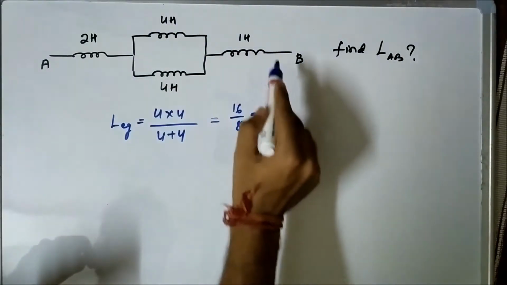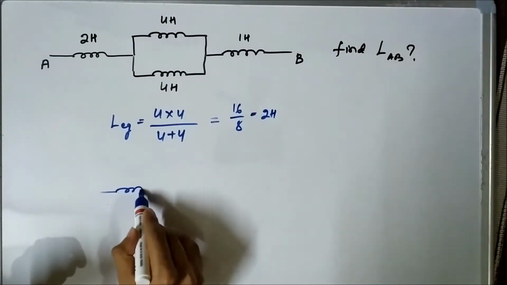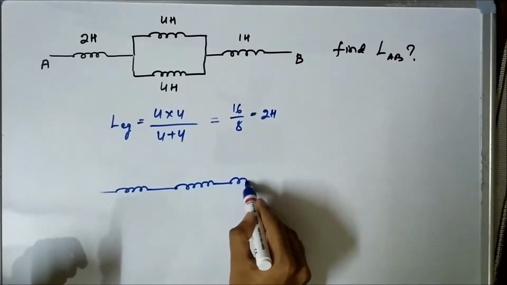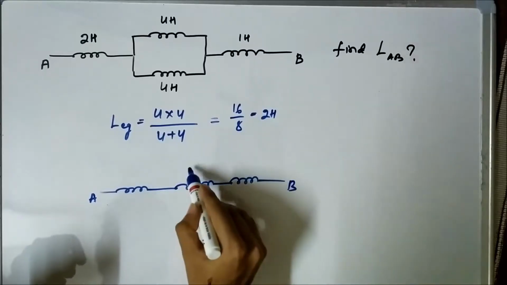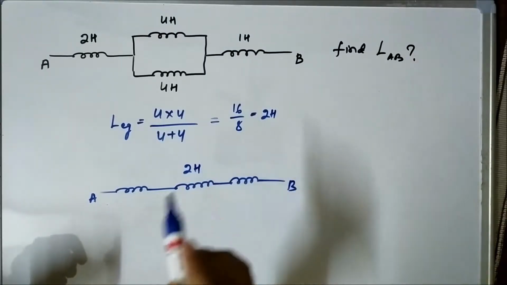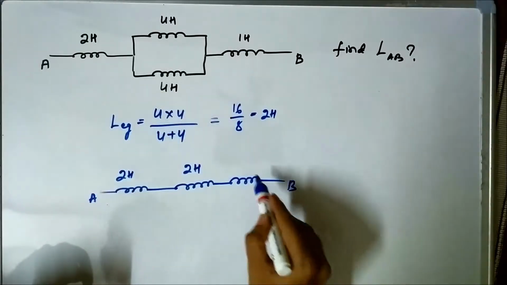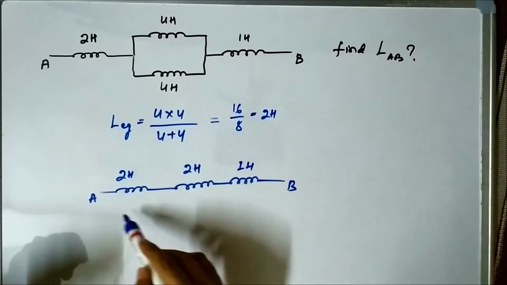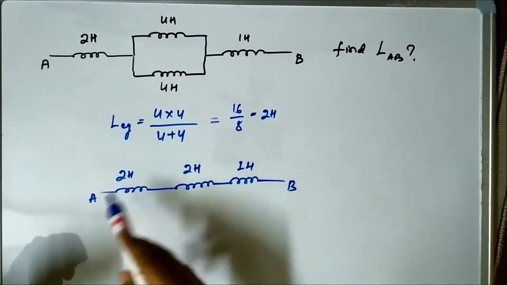So now we can draw this circuit like this. A and B. The middle portion we calculated as 2 Henry. This is 2 Henry which was given, and this is 1 Henry. So now you can see these three inductors are in series connection.